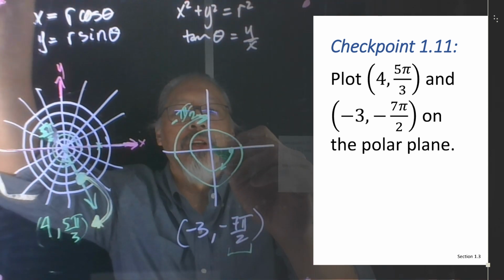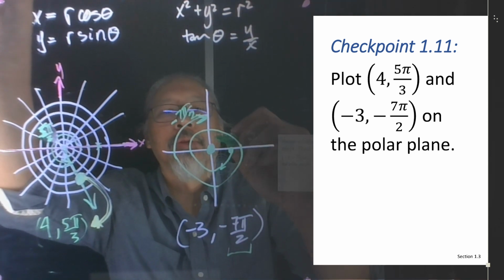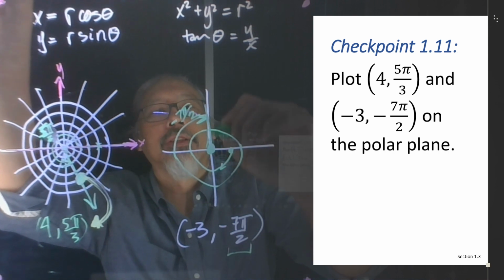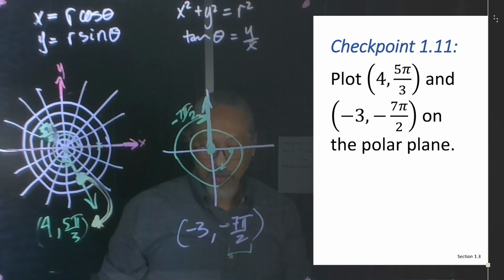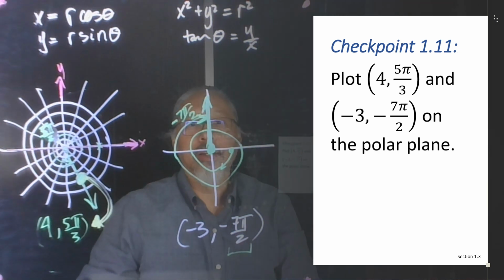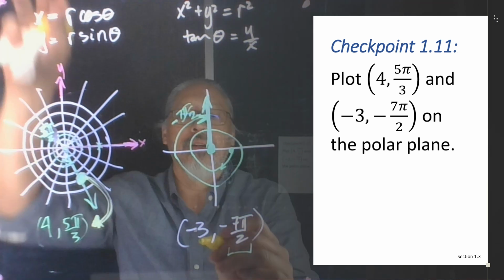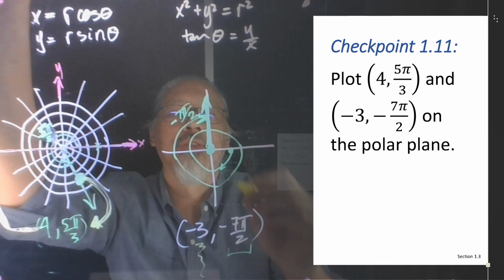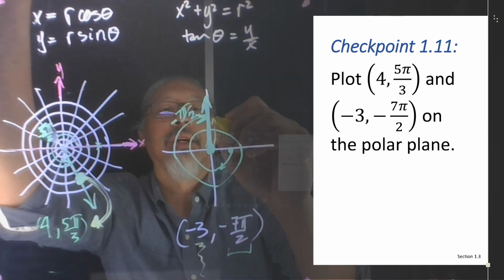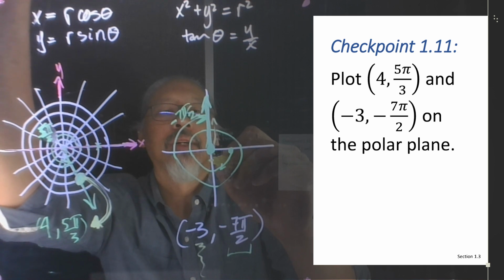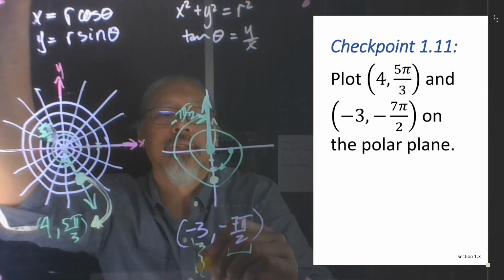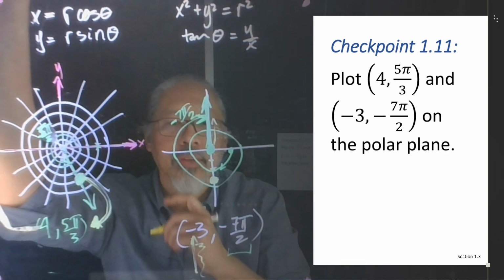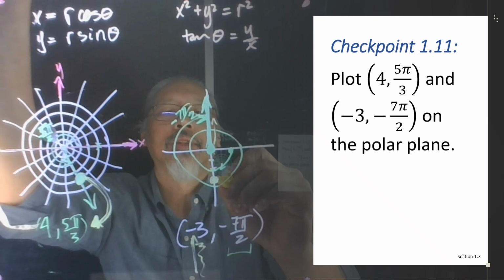So we have negative 7π/2. And at this point, I am pointing from the origin in this direction, this way. That's the angle negative 7π/2. But my r is negative. So pointing this way, I'm going to go backwards: 1, 2, 3. So I went backwards because this r is negative 3. So going backwards, I'm down here.